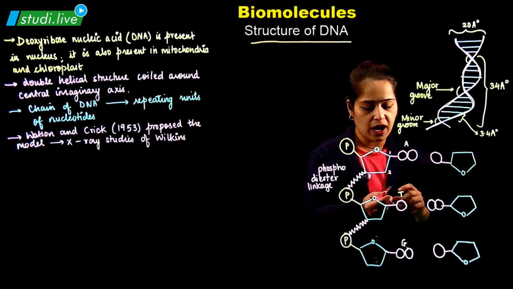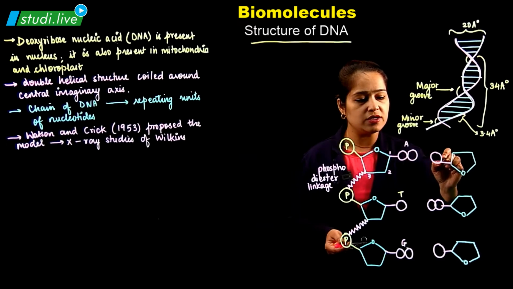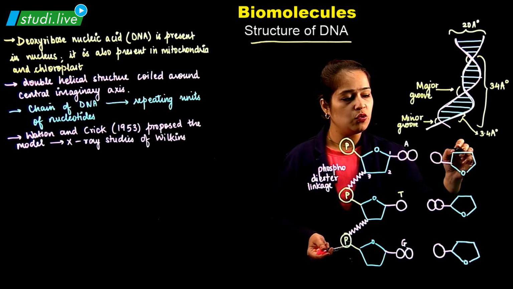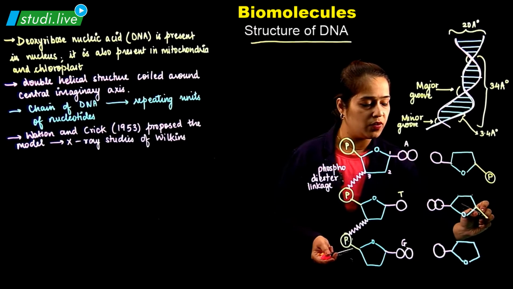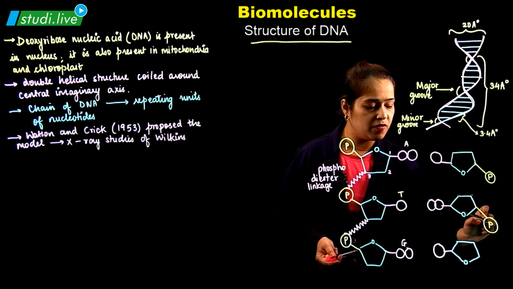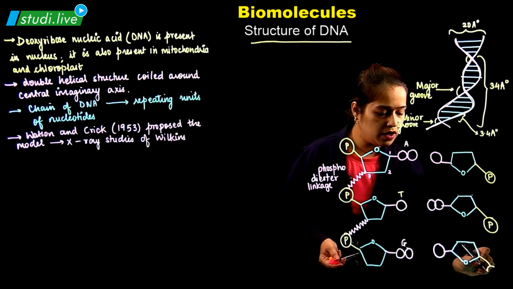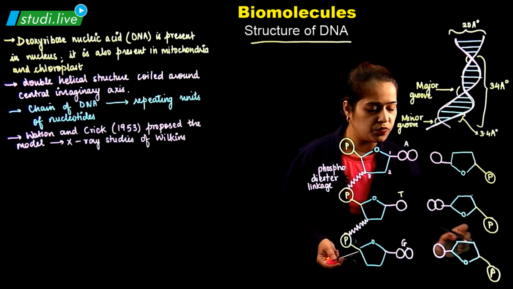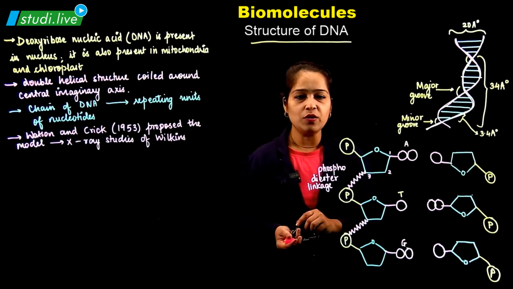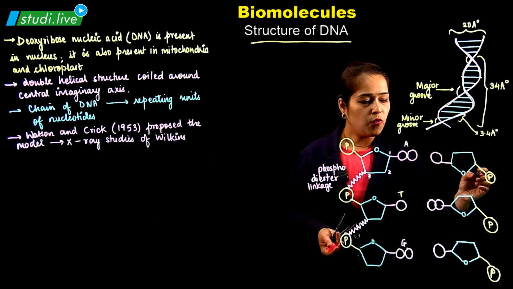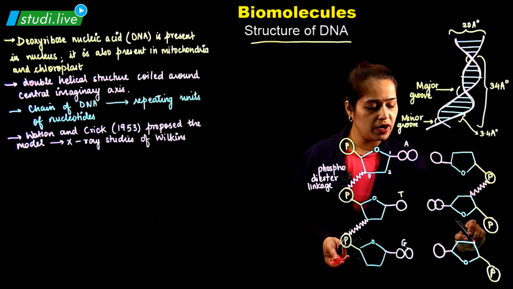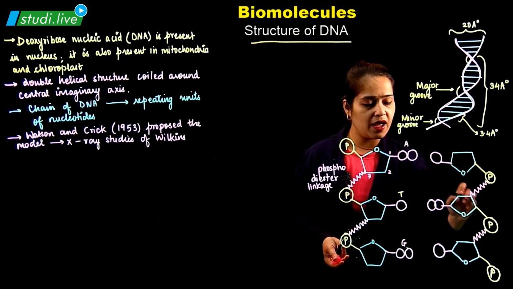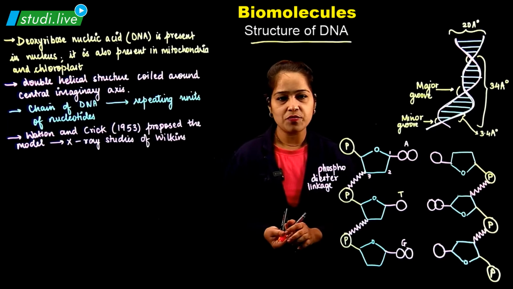To the fifth carbon we will be having the phosphate group. Here we will write 1, 2, 3, 4 and the fifth carbon is over here, where we have the phosphate group attached. Over here also, at the fifth carbon, we have the phosphate group. Now these nucleotides are attached how? The phosphate group is attached to the third carbon by phosphodiester linkage.